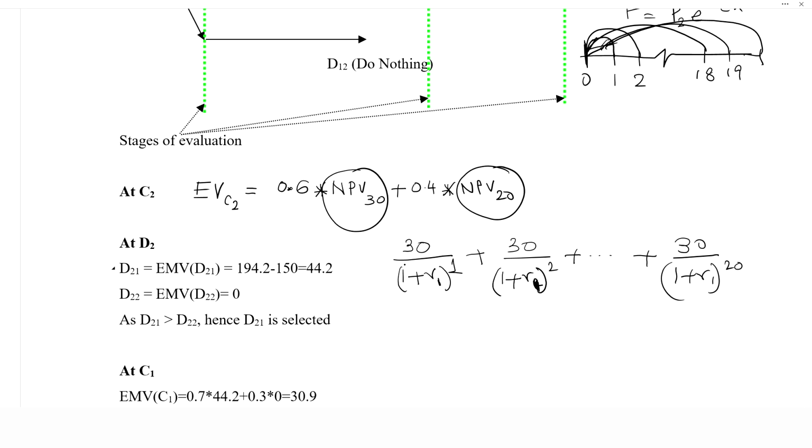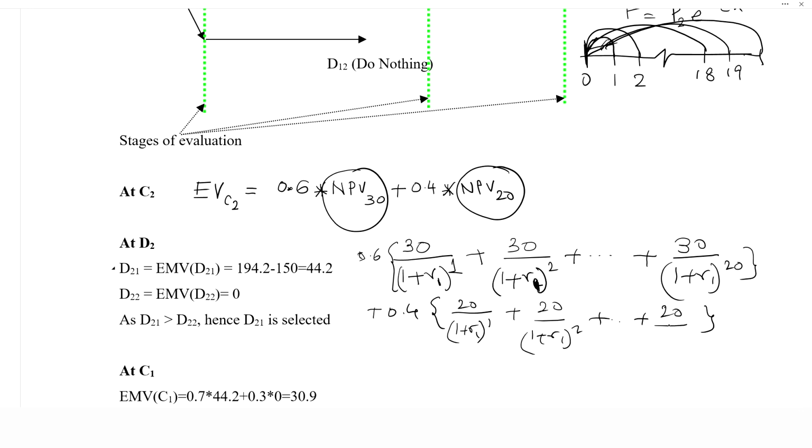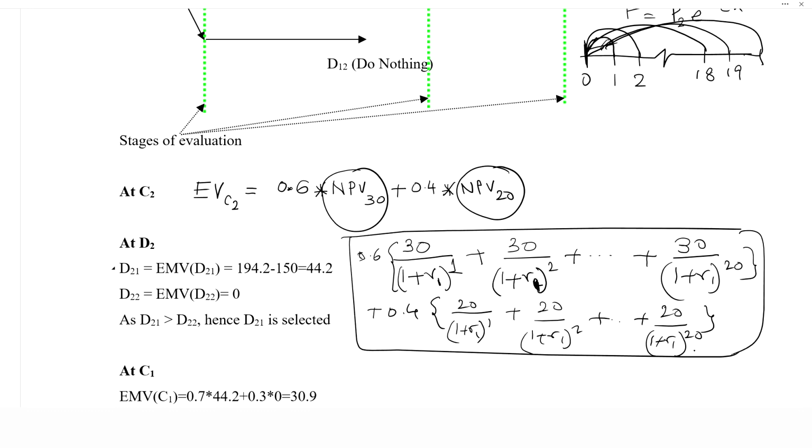Once you find this, multiply it by 0.6, plus 0.4 multiplied by the case when you have 20 million coming up per year. Again the interest rate is fixed R1, this is for the low demand, that is why it is 0.4. So, this value calculated comes out to be approximately 194.2.